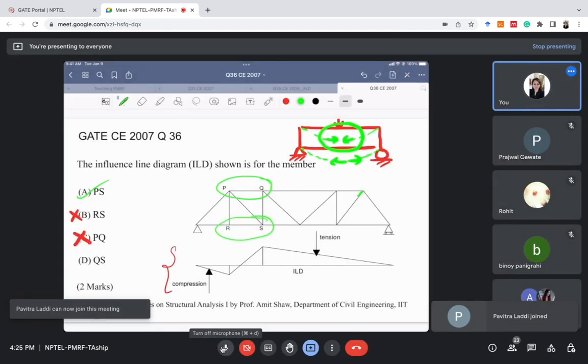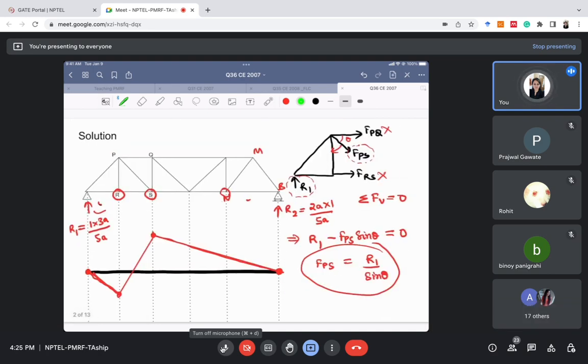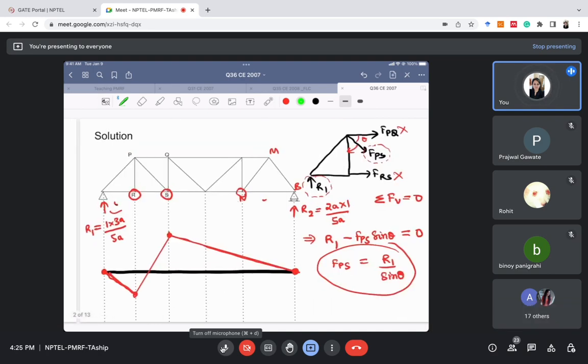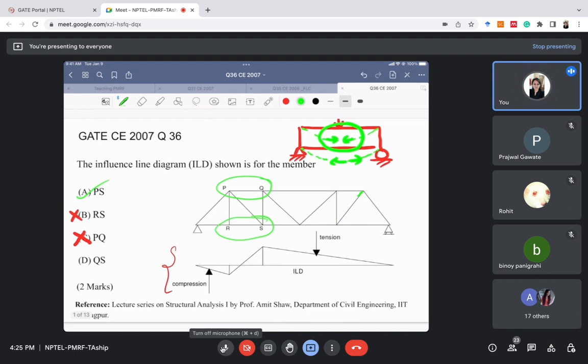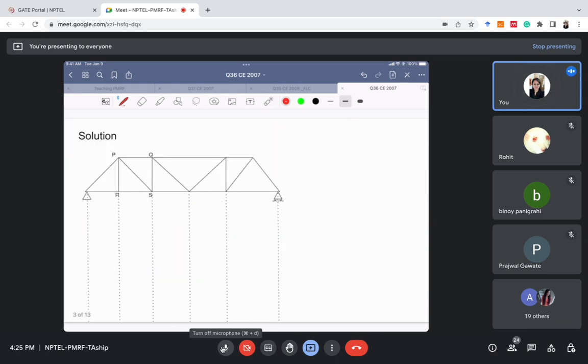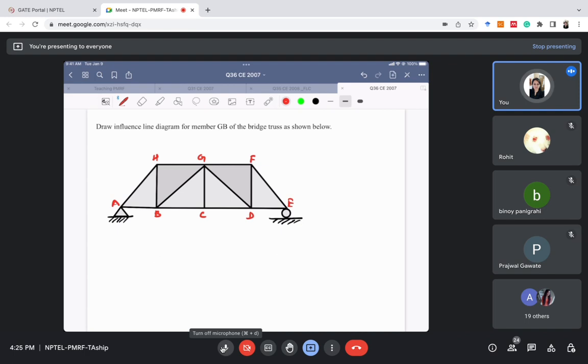So we try to take the first option, that is member PS. We try to draw the ILD for member PS and we get the answer. I hope it is clear. So this will save our time. I hope this question is clear to you. I'll be solving a lot more questions similar to this so that this concept sinks into your mind. Yeah, so I'll solve another practice problem.